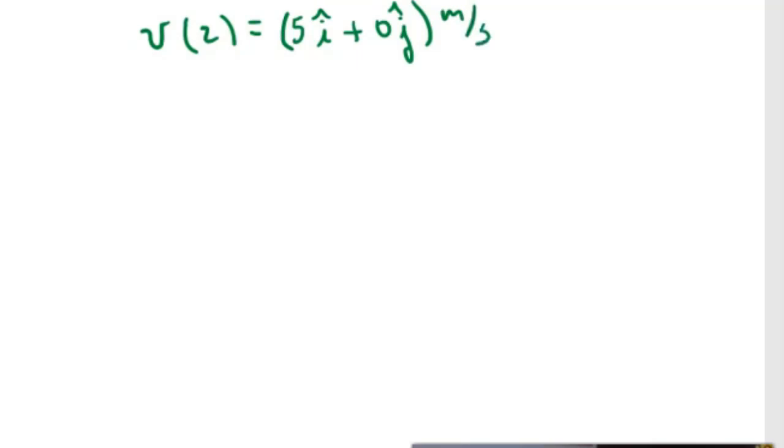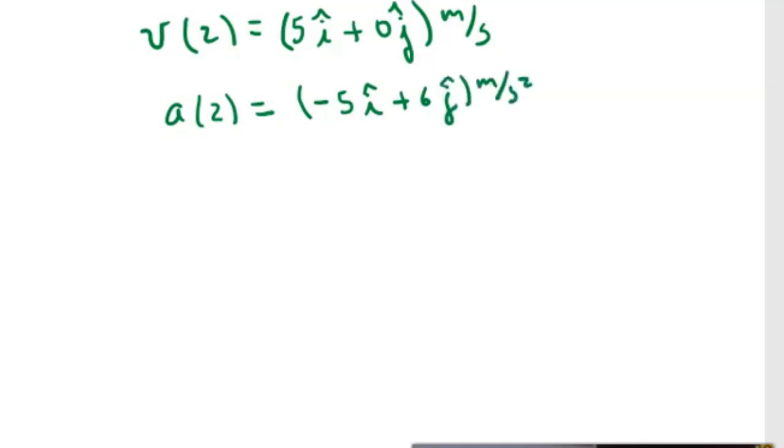On the other hand, the acceleration at time t equals 2 seconds is, for the x direction, -5, and for the y direction, +6. And that is in the second quadrant, a negative x and a positive y value.